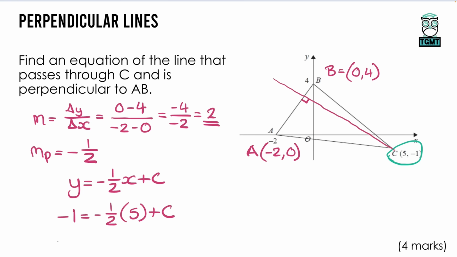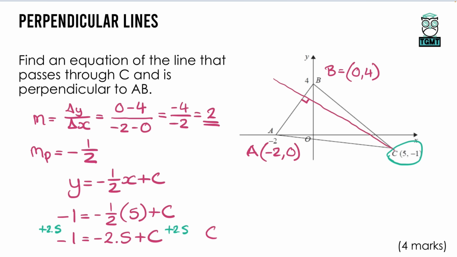So that would just become -2.5. You could leave it as a fraction or a decimal, it's completely up to you. I'm going to write it as -2.5 plus c. To get the value of c now, we just need to add 2.5 to both sides of our equation. That will isolate c. We will then have the value of c.